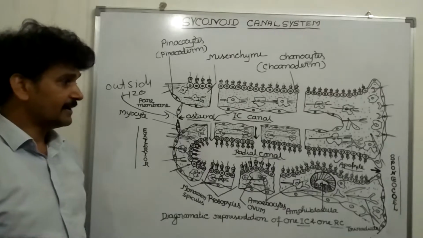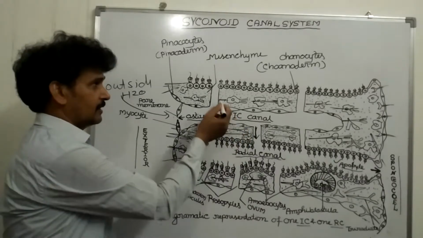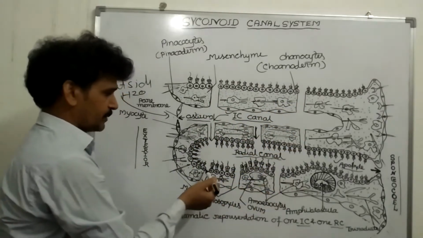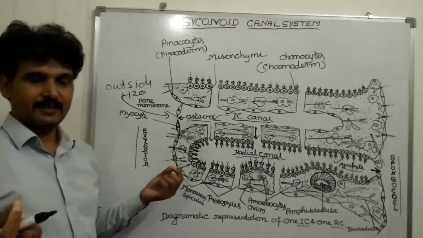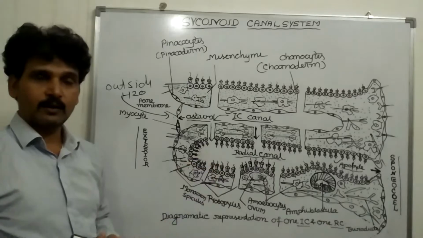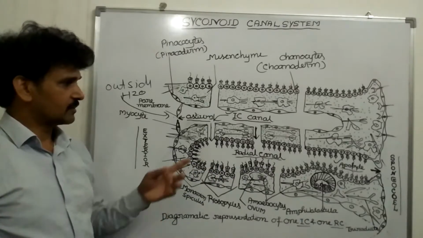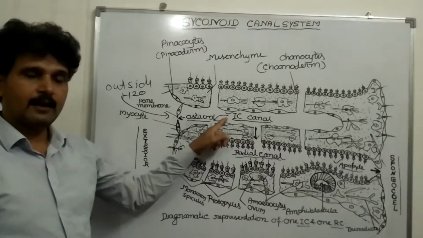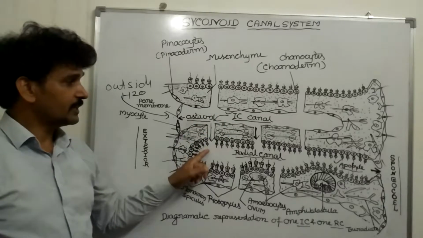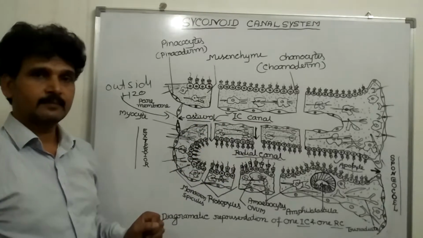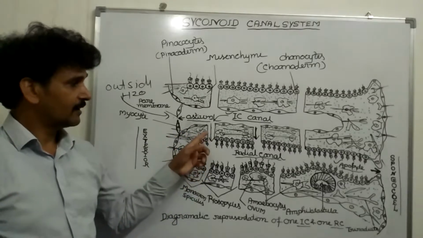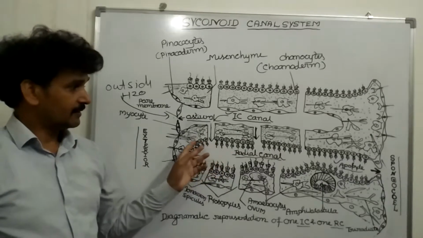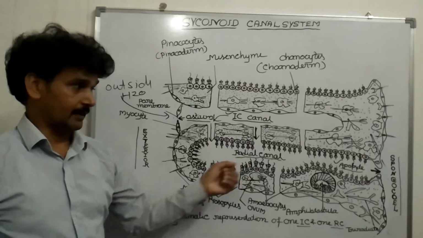Next heading, that is the prosopyle. This is the prosopyle. Prosopyle is an intercellular passage through which the in-current canal opens into the radial canal. And next heading, that is the radial canal.